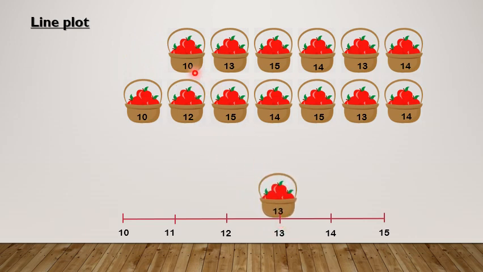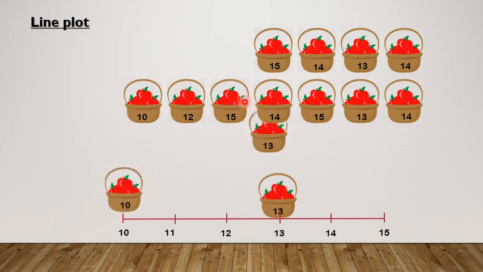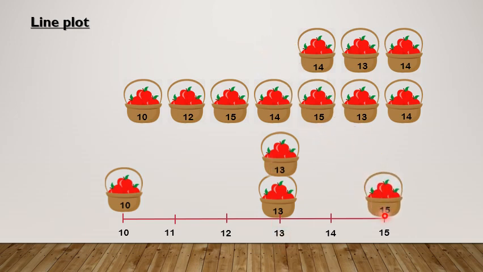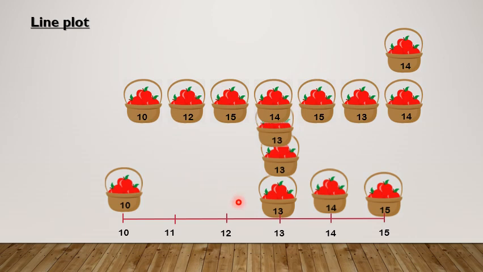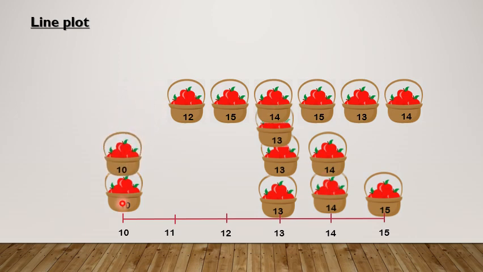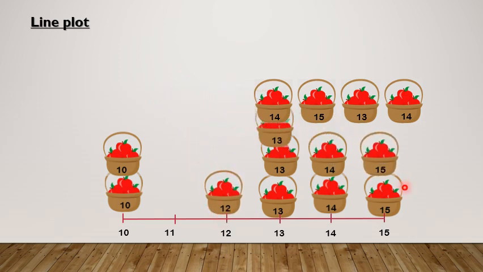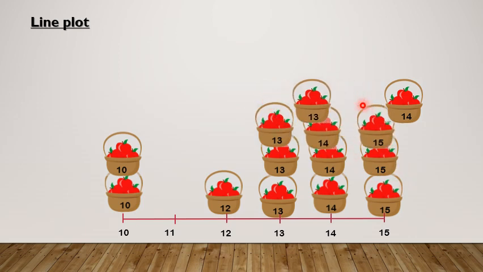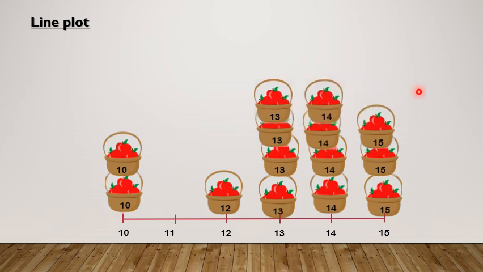Here is 13, so I will put it down here. This is 10 apples in the basket, so I will put it down on 10. And this is another 13, so I put it here on 13 apples. And here's 15 apples in the basket. This is 14 apples, so I put it down on 14. 13 apples in the basket, so I put it here on 13. 14 apples in the basket, so I'll put it on 14. 10 apples in the basket, so I put it on 10. 12 apples in the basket, so I put it on 12. 15 apples, so I put it there. 14 on 14, 15 on 15, and 13 on 13. And here's 14.